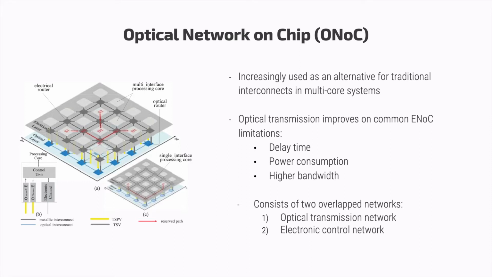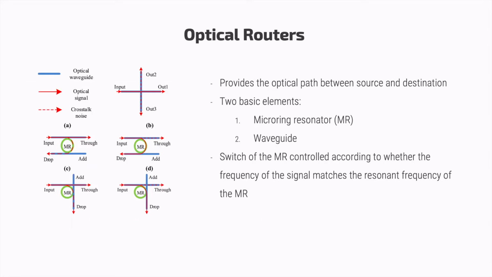The optical transmission network is used for bulk message transmission. The electronic control network is used for the control of the optical transmission network. The optical router is an important component of the optical network on chip, and its function is to provide the optical path between source and destination.